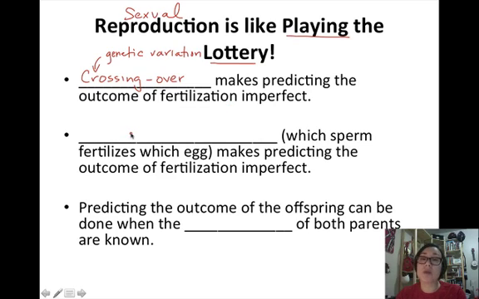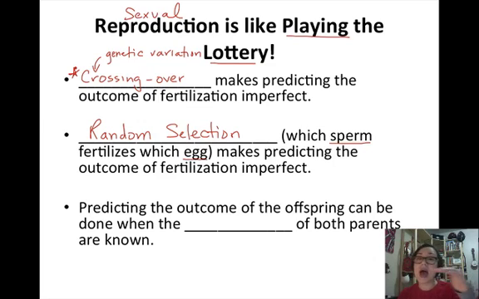Next, another reason why we say that sexual reproduction is a lot like playing the lottery is because of random selection. This basically means that we never control which sperm fertilizes which egg. That happens randomly. So it makes predicting the outcome of fertilization imperfect because every egg that a female produces is genetically unique because of crossing over, and every sperm that a male produces is genetically unique because of crossing over. So we're going to take crossing over, add random selection to the mix, which makes it even more difficult to predict what you're exactly going to get every single time a fertilization event happens.